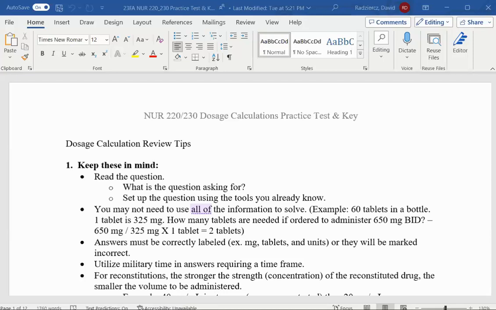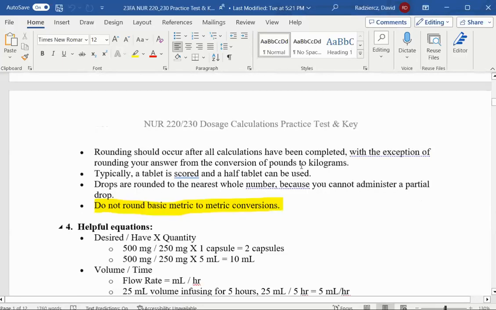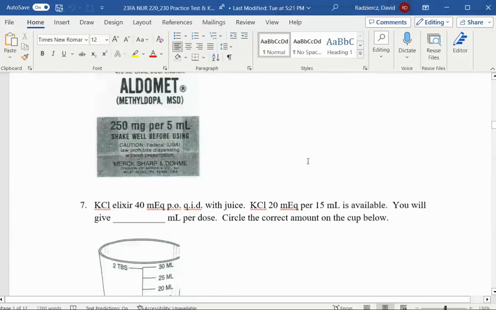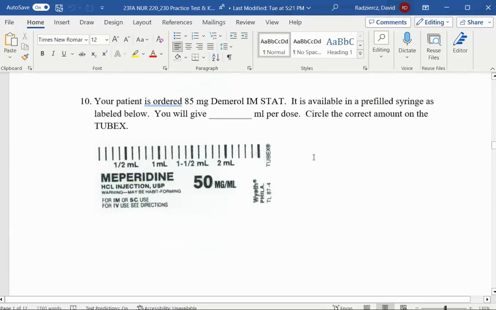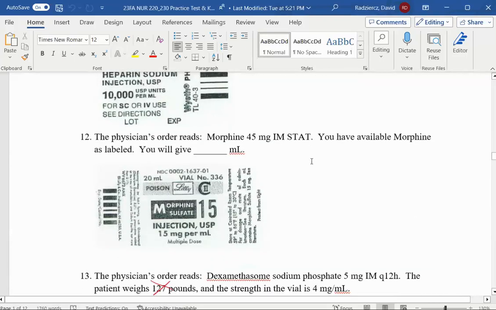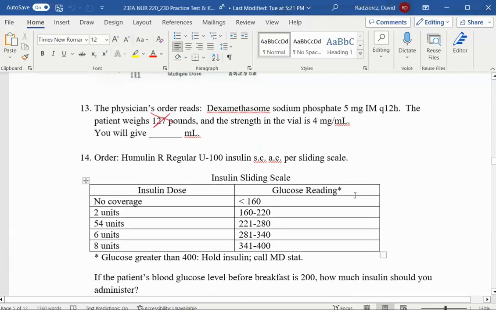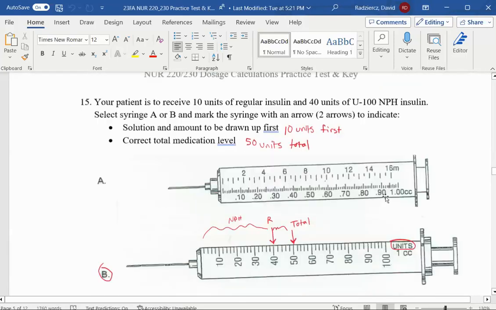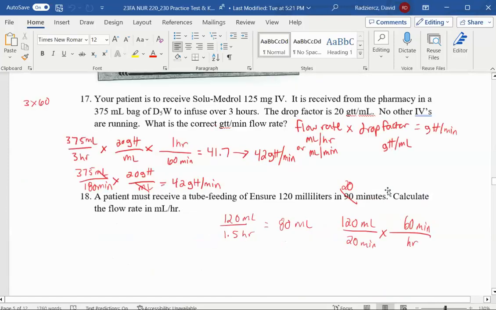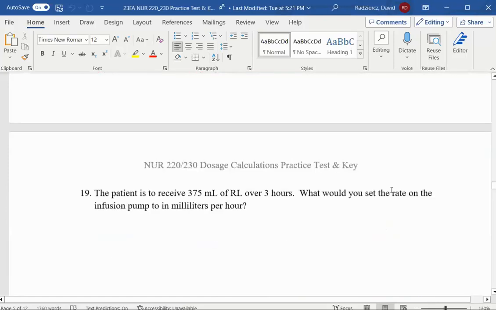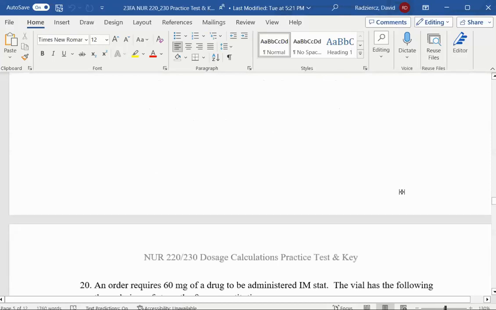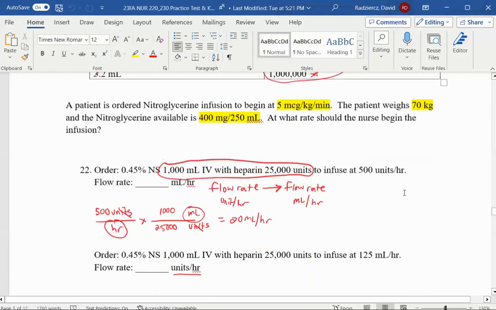I'm assuming neither of you have any additional questions, so I'll just go right into the new stuff for 220, 230. If you do have any questions, you can raise your hand and I'll say your name, or you can just go ahead and unmute or type into the chat. What's new for you guys this semester is going to be the infusion rate questions.